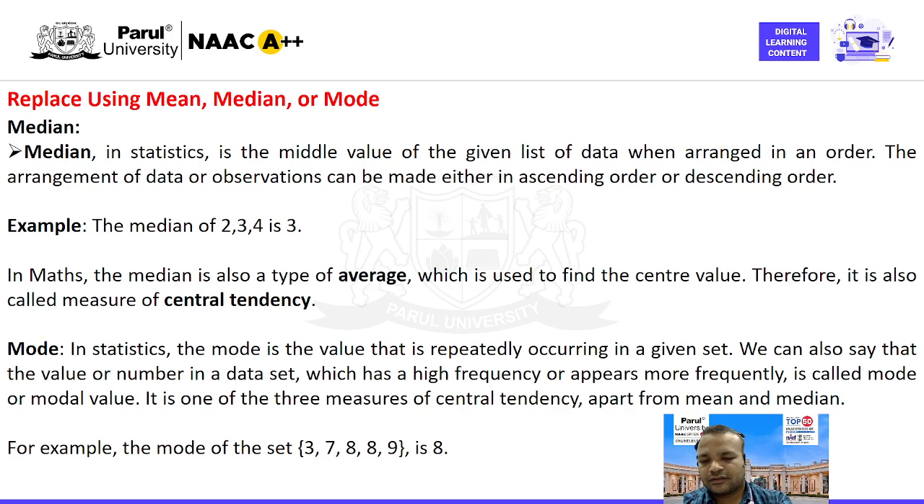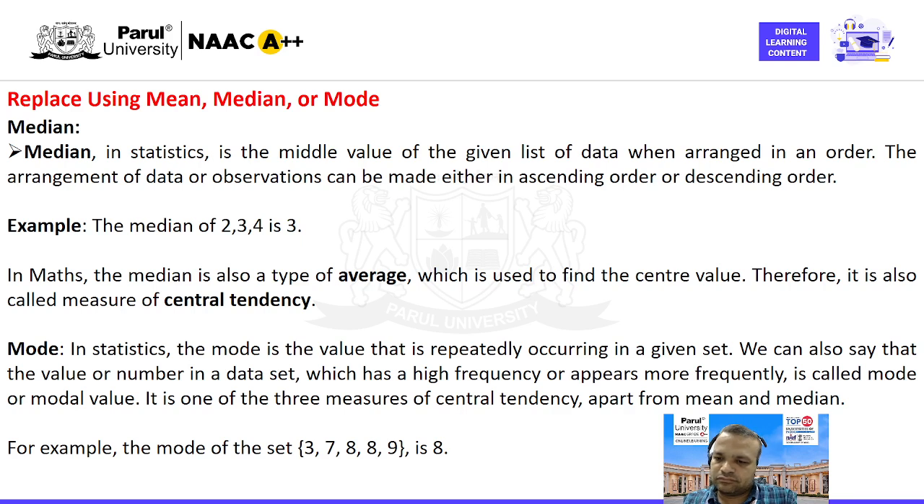For example, take another element like 3. 3 is repeated 3 times in this data set, and 8 is repeated 2 times. So which one is considered the mode? Like 3, 3, 3, 7, 8, 8, 9. Which one is the mode of this set? 3 will be the mode of this set, because we consider the highest frequency. That means it appears more frequently, so that is called the mode of the particular set.